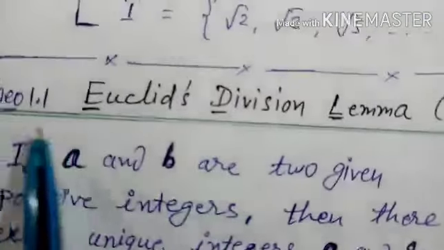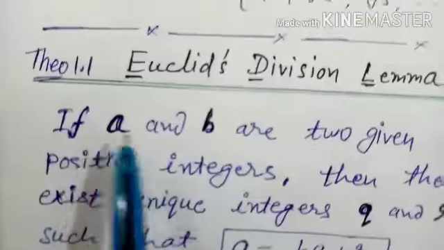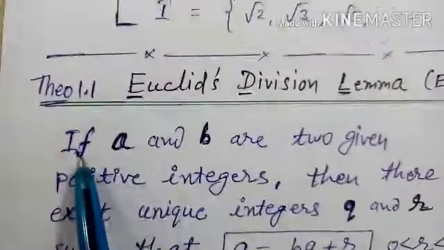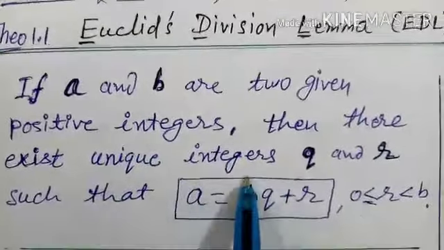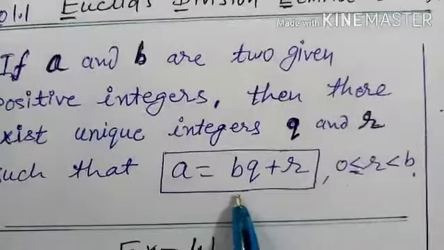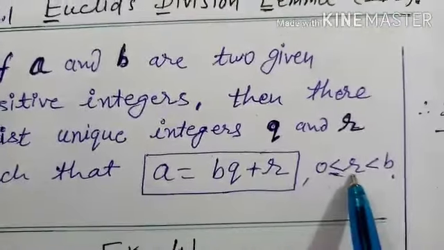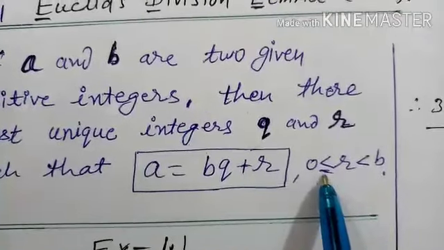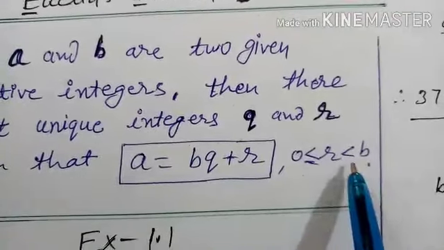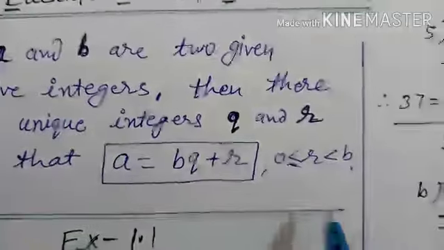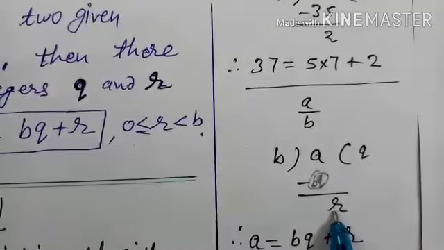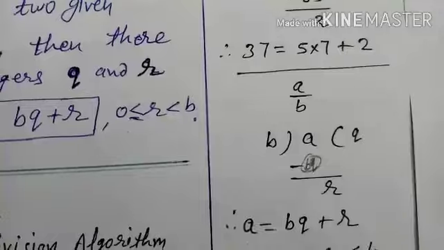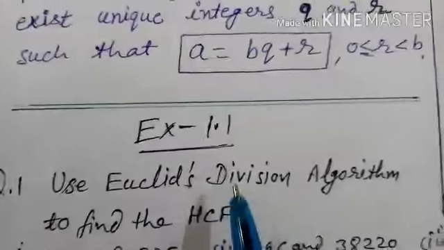Let's see here the theorem of EDL, Euclid's division lemma. If a and b are two given positive integers, then there exist unique integers q and r such that a is equal to bq plus r, where remainder r is greater than or equal to 0 but less than b, because b is the divisor. Once again, r is the remainder and b is the divisor, so the value of r is always less than b.